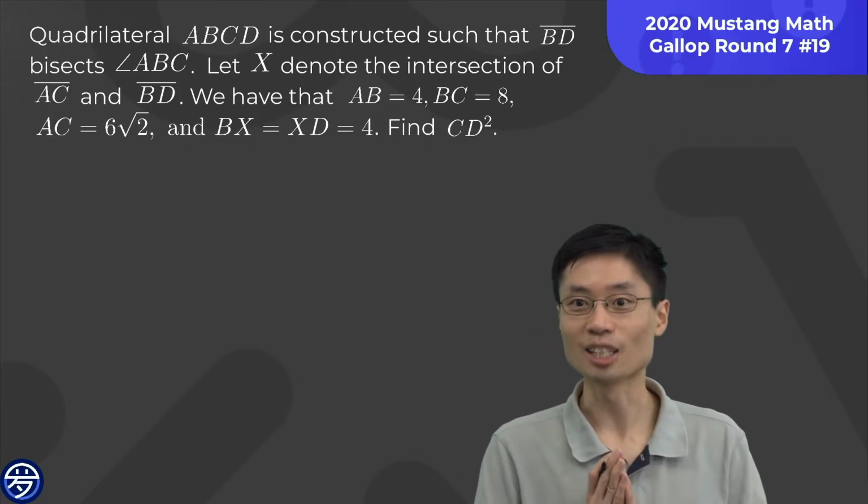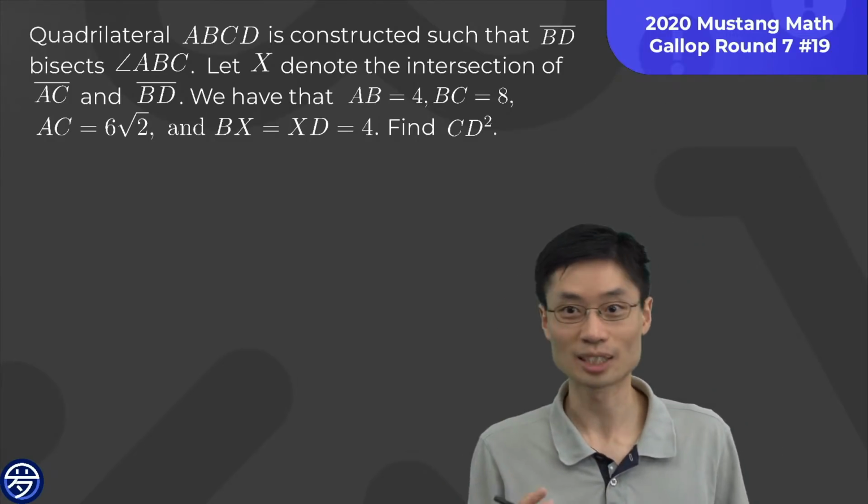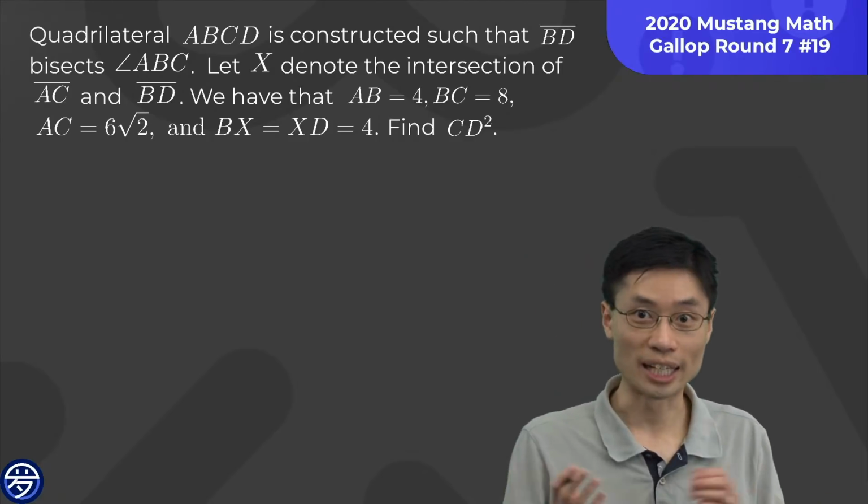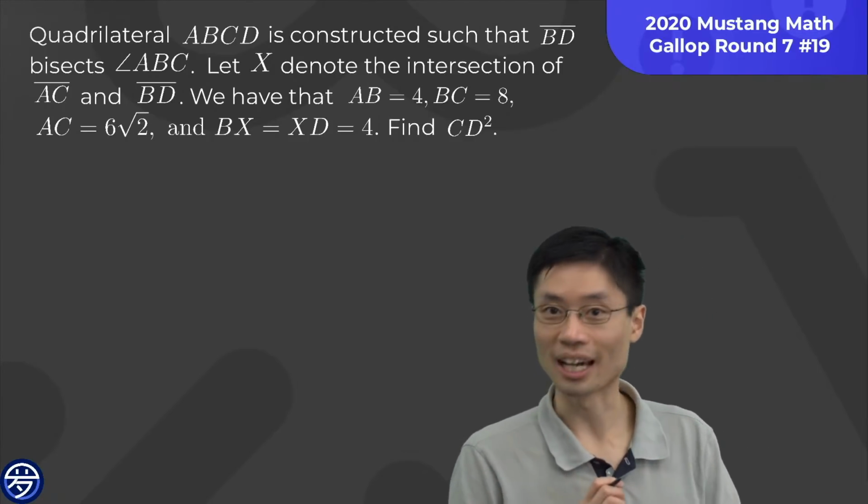We are now in the Gallop Round. I guess the Gallop Round means we're not supposed to estimate anymore. Now we need to find the right answer. So this is question number 19.